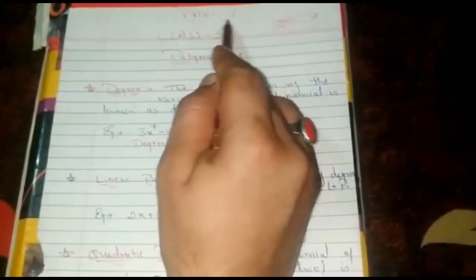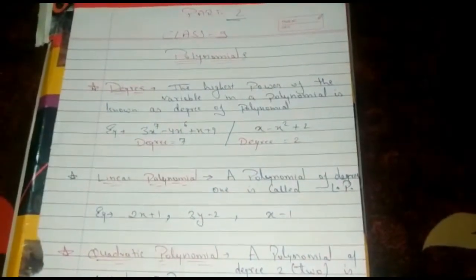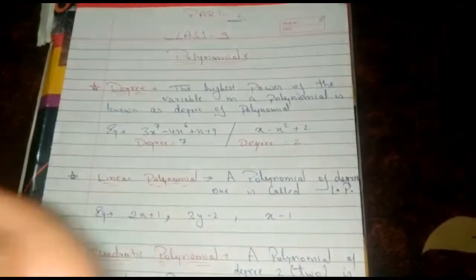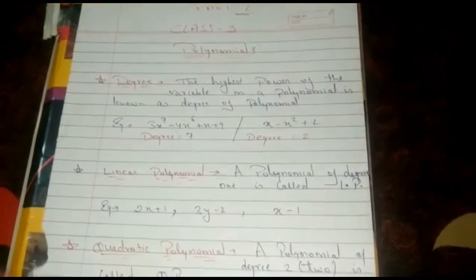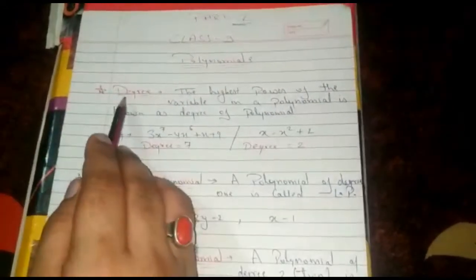Hello students, today we are discussing the remaining part of polynomials of class 9th. So this is part 2 for polynomials of class 9th. In the previous class we discussed the basics about polynomials. Here we are discussing a few more concepts related to polynomials. The first concept is degree.